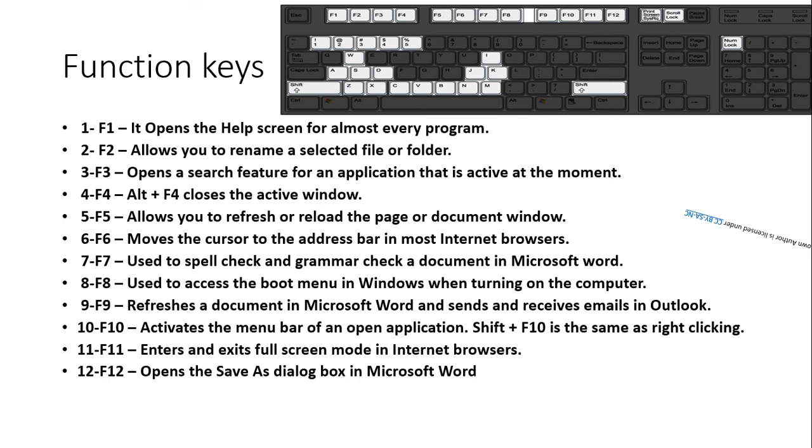Number 10, F10 activates the menu bar of an open application. Shift plus F10 is the same as right clicking. Number 11, F11 enters and exits full screen mode in internet browsers. Number 12, F12 opens the Save As dialog box in Microsoft Word.